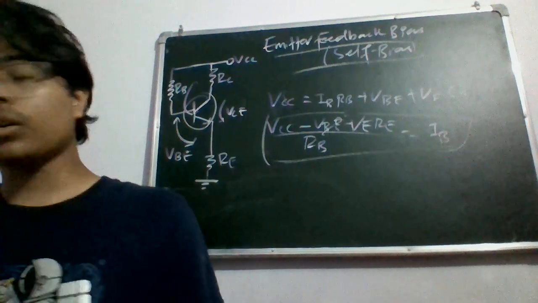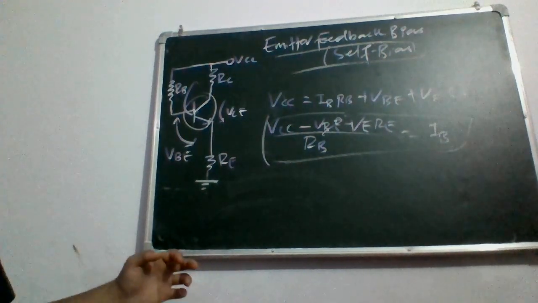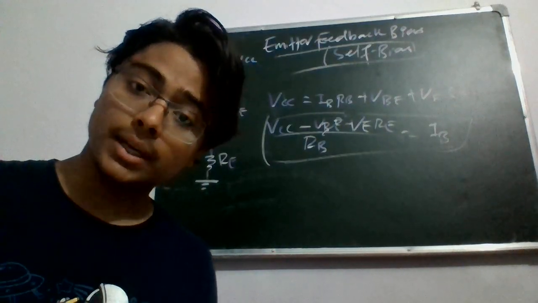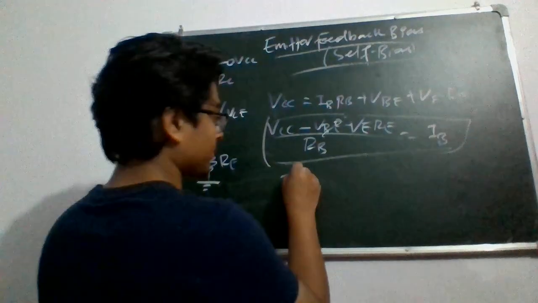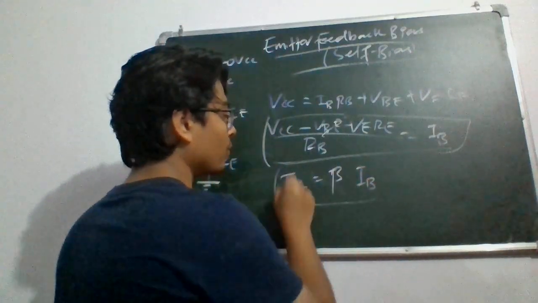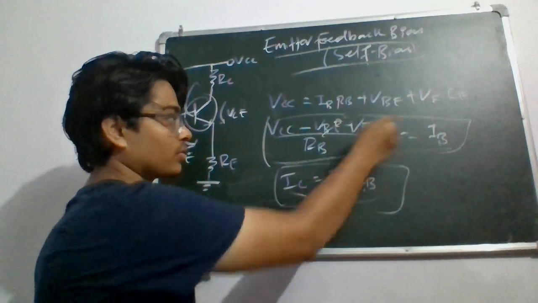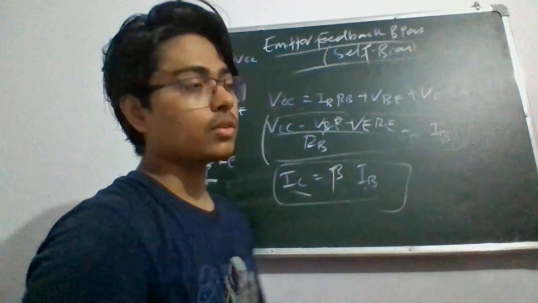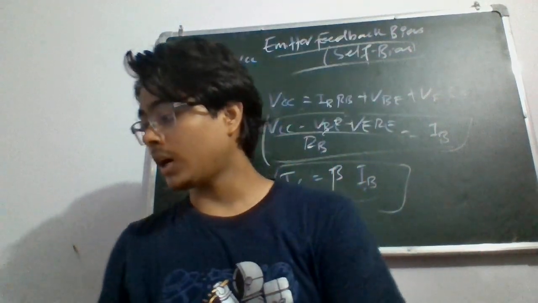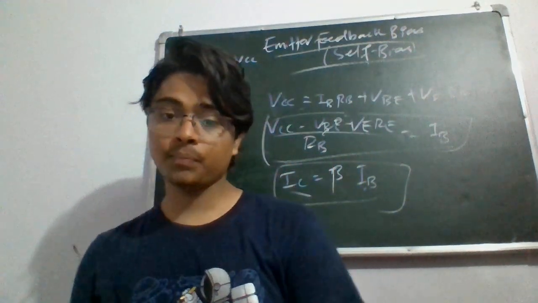Now you can find a lot of other values. For example, you can find the value of IC in terms of IB, because we know the expression IC equals beta times IB. So a lot of things you can do, but I'm not going to do that. So this is about the emitter feedback biasing.